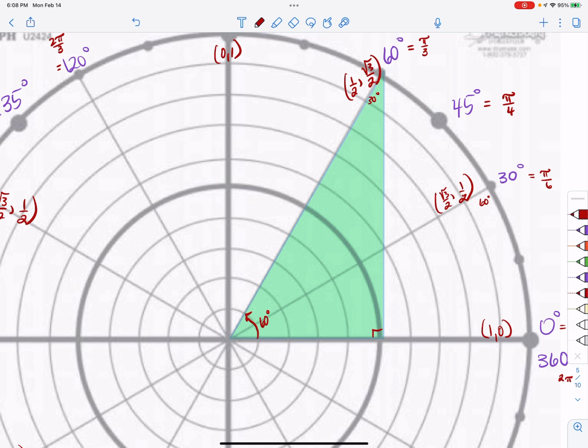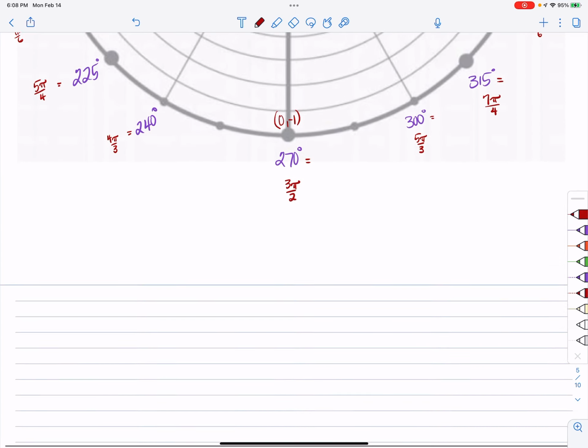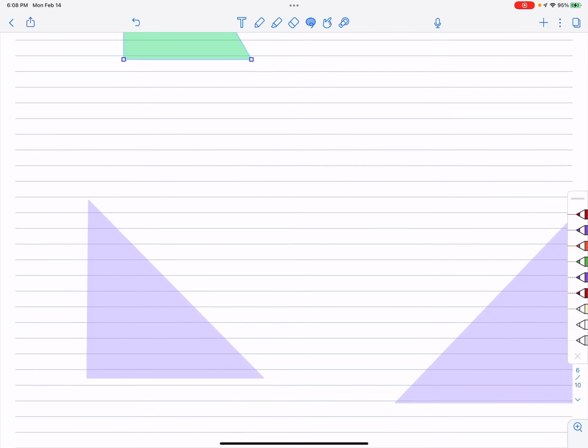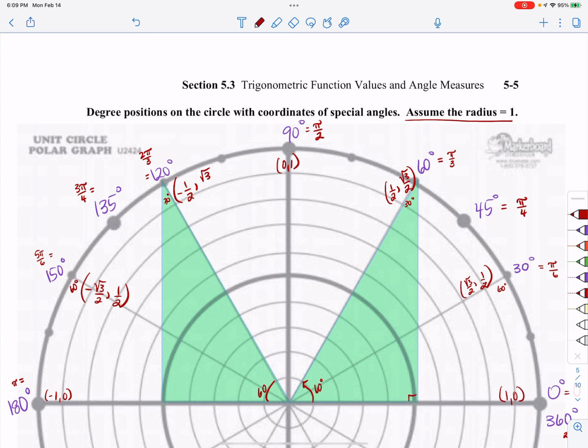I also have one at 120 degrees. And if it helps, I will grab another triangle here. And once again, what you can see is that this takes up 60 degrees. This is 30 degrees. I have a short leg and I have a long leg. So my short leg is going to go to the left 1/2, so it's negative, but my long leg goes up √3/2, so that's going to be positive.